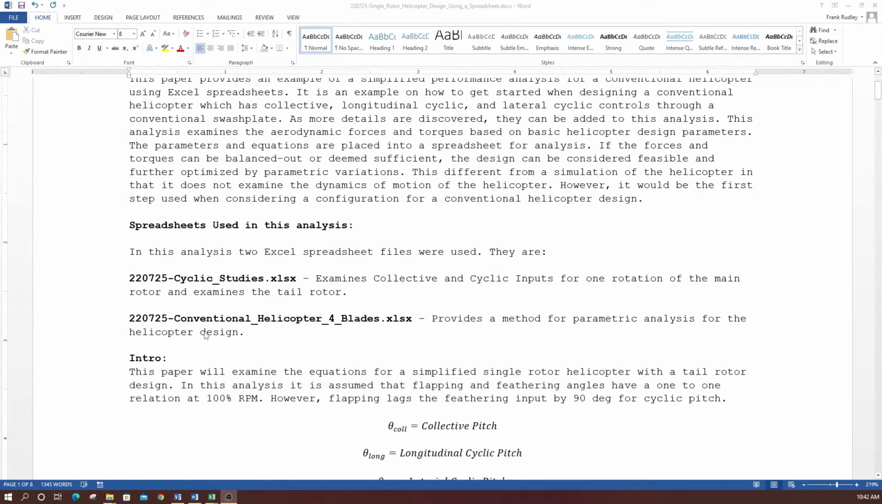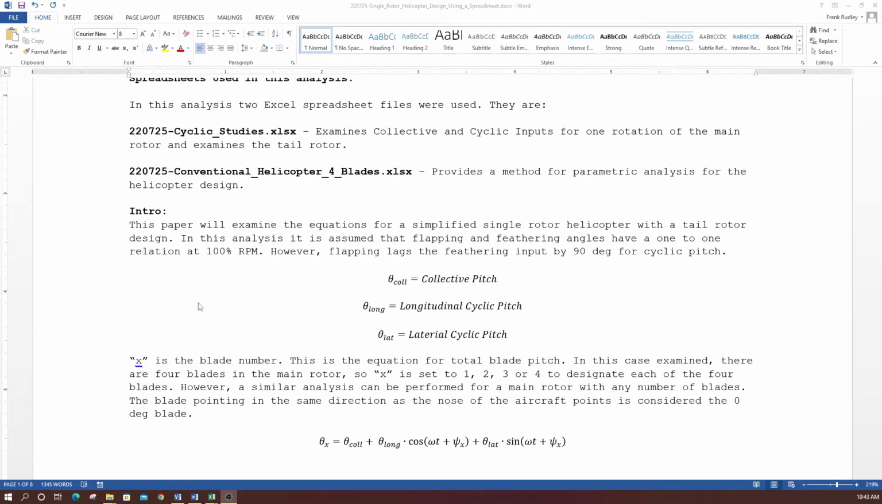And the next spreadsheet, this was set up for a four-bladed helicopter. It provides a method for parametric analysis for the helicopter design. So this is when you start adding drag and look at the airspeed and try to see, is this feasible? Can the forces generated by the rotors overcome the drag forces and the weight of the aircraft? Okay, so this paper will examine the equations for a simplified single rotor helicopter with a tail rotor design.